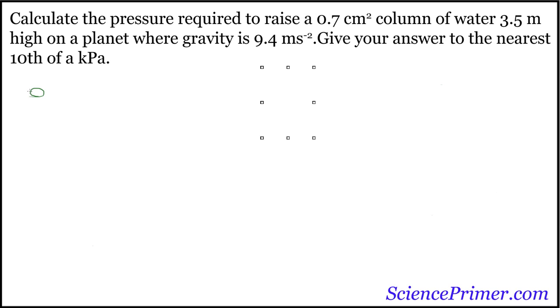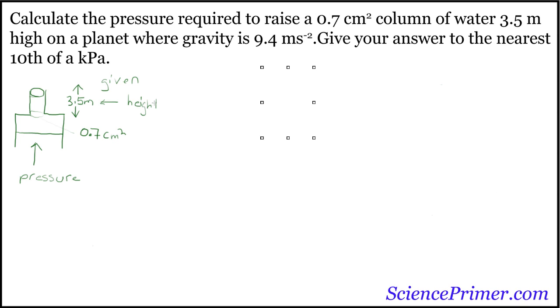Let's start first by describing the experimental setup. Talking about a situation where we have some kind of a container where there's pressure pushing on water such that it's raising a column of water to a height of 3.5 meters. And this column of water has a cross-sectional area of 0.7 square centimeters. So these are two of the pieces of information we're given.